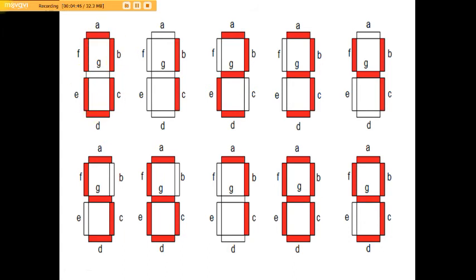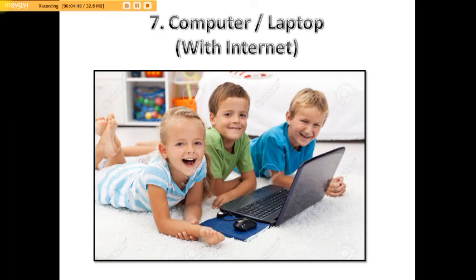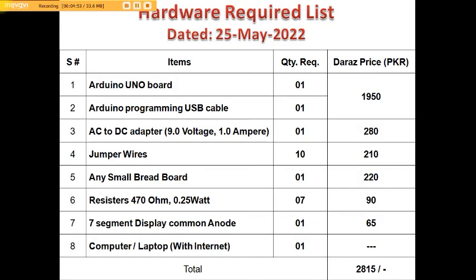Now the 7th thing you require is a laptop having the internet. Now let me share with you the list of all components. This Arduino, USB cable, AC to DC adapter, jumper wires, any small breadboard, resistors, a 7-segment display, common anode, and the laptop having the internet. All this costs about 3000 Pakistani rupees.